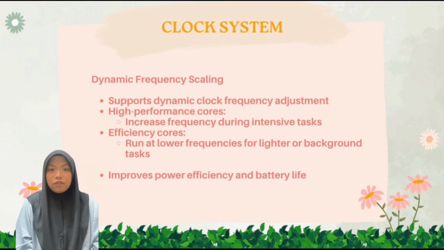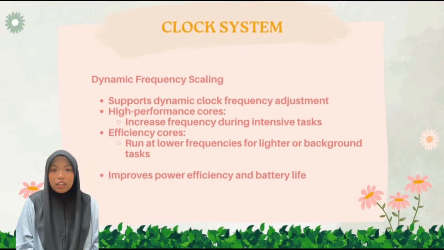The clock architecture of the Apple M1 supports dynamic frequency scaling, allowing different sections of the chip to operate at a variety of speeds depending on workload requirements. During intensive computational tasks, the high-performance CPU cores can increase their clock frequency to maximize processing capability. In contrast, the efficiency cores run at lower frequencies when handling lighter or background tasks, helping to minimize energy usage and improve overall power efficiency.